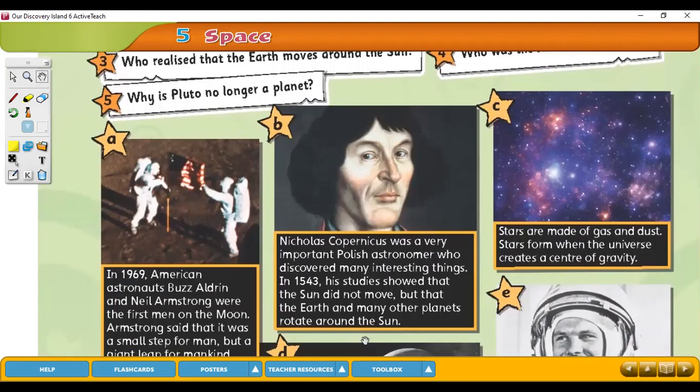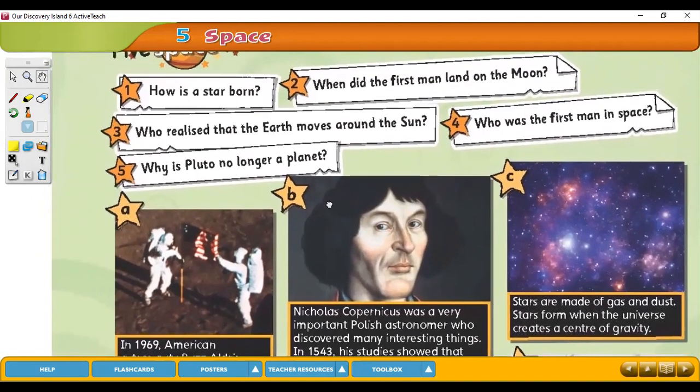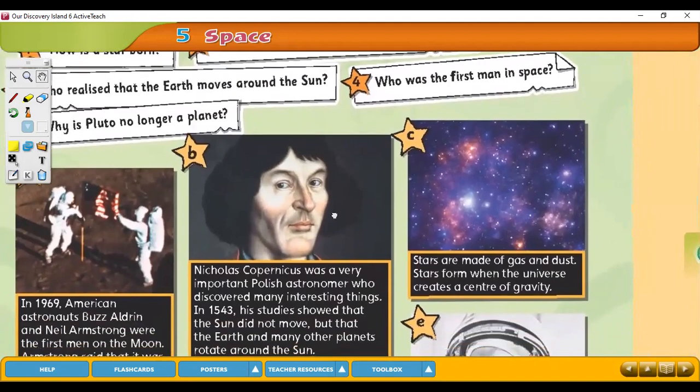But when Nicholas Copernicus made his studies, he proved that the sun is fixed in its place and it doesn't move, and it's the Earth and the other planets in the solar system. These planets are the ones who rotate around the sun. So, which question does this paragraph answer? Who realized that the Earth moves around the sun? It's Nicholas Copernicus.